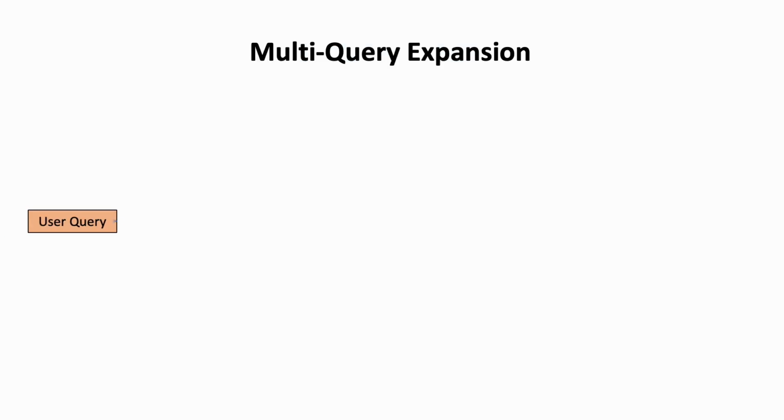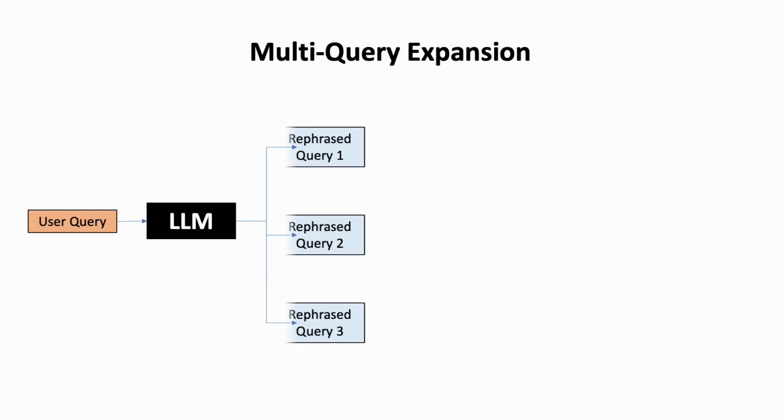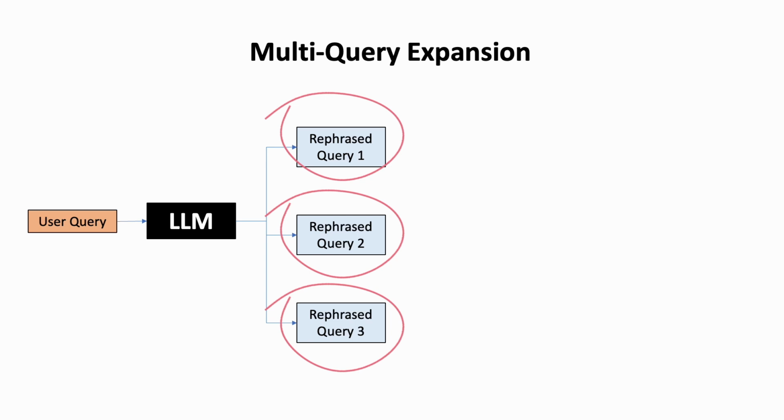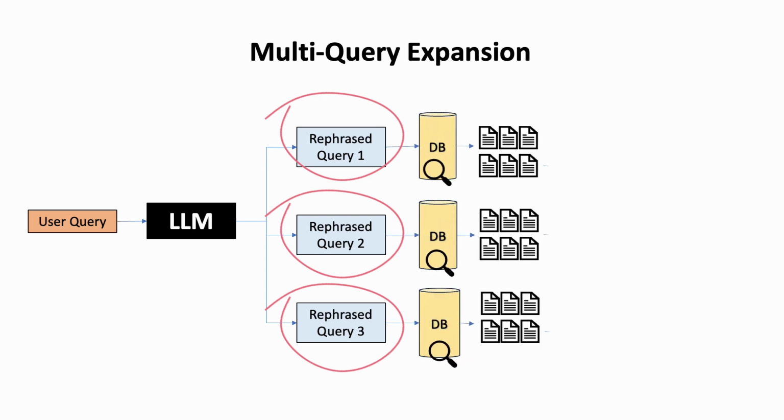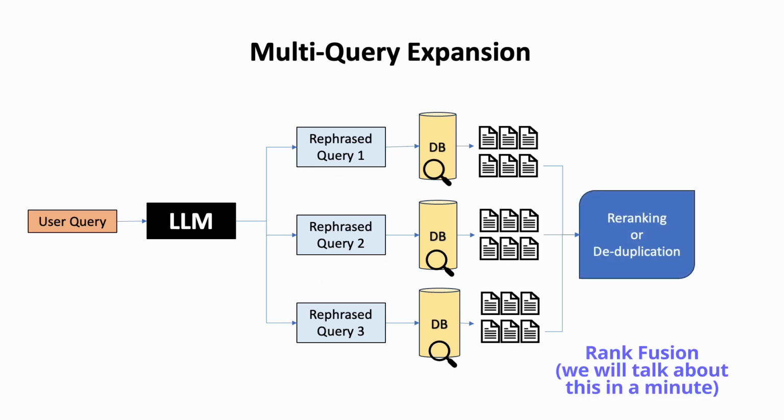Another technique is multi-query expansion, where we generate multiple queries from the single user query, perform parallel searches to retrieve multiple sets of documents, and then do a deduplication step or rank fusion to remove duplicates.